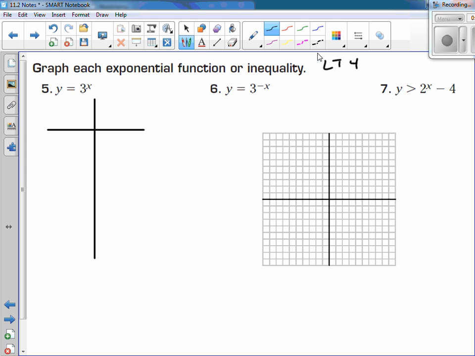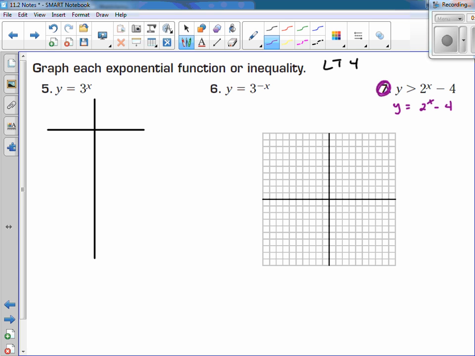I have a note sheet in front of you with 3 graphs, the same 3 I have up here, but I'm only going to do number 7, this inequality, because if you can graph the inequality, then you can graph the equation, because the equation is just the curve without any shading or worrying about solid and dotted, that kind of thing. Okay? So if I want to graph the inequality y is greater than 2 to the x minus 4, I'm going to graph y equals first.